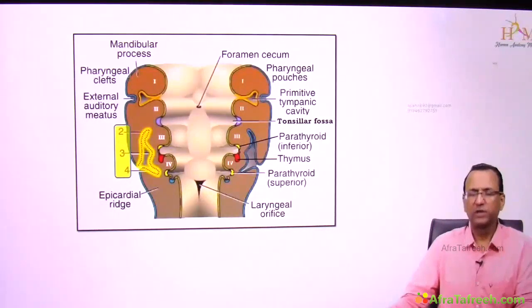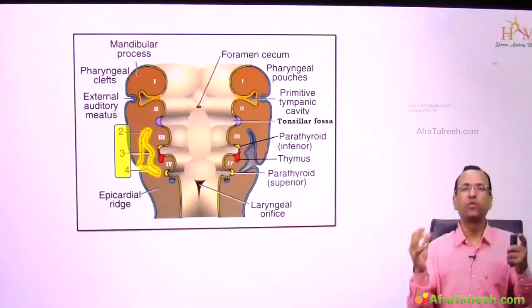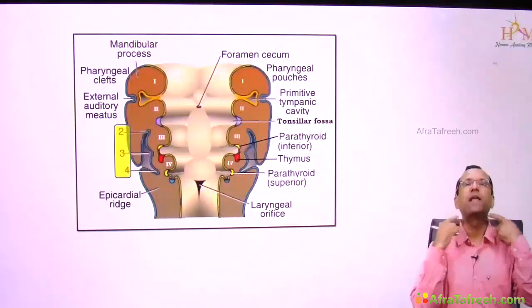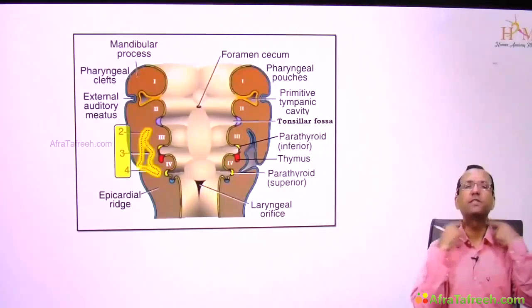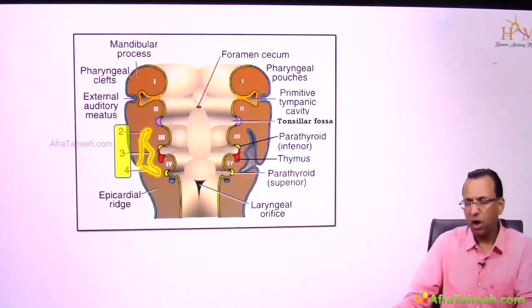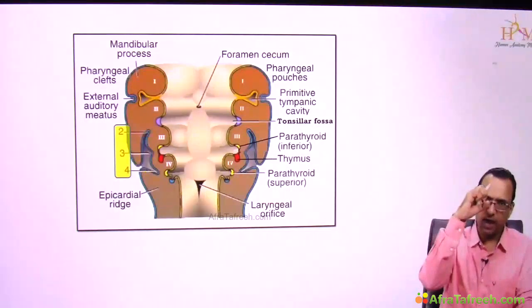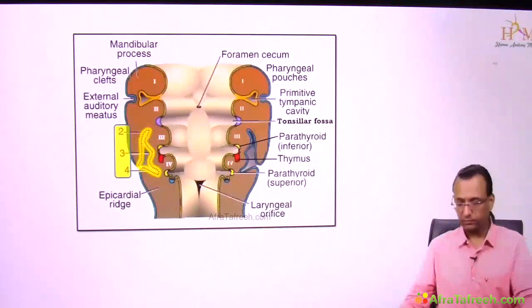What is a sinus? A sinus means a blind sac with one opening. So the cervical sinus, in the neck region, is a blind sac with one opening, a remnant of clefts 2, 3, 4. Later it will become a cyst and then the cyst will disappear.